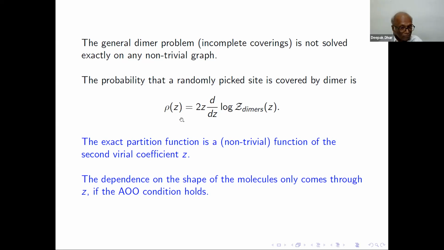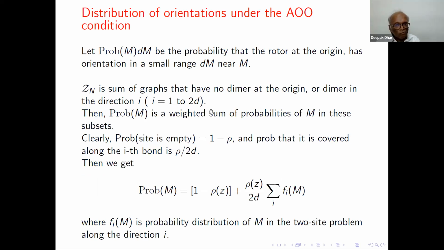Okay. And in our problem, what happens is that the exact partition function is a function of the second virial coefficient only. There is no third, fourth, fifth virial coefficient. The full partition function in our problem becomes a function only of this z, which is a surprise for the virial problem, because all the higher order graphs are vanishing because of the AO condition. Okay. All right. Okay, so now suppose I have this AO condition, what can I do with it?